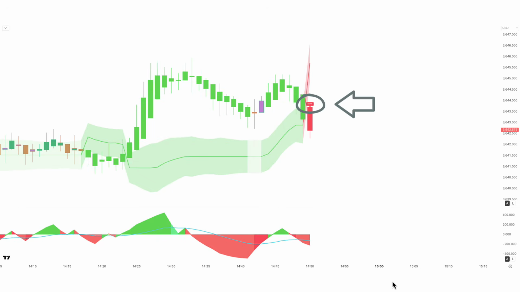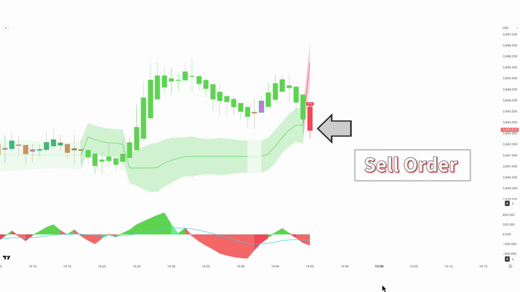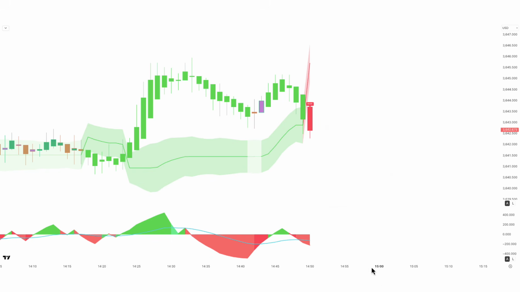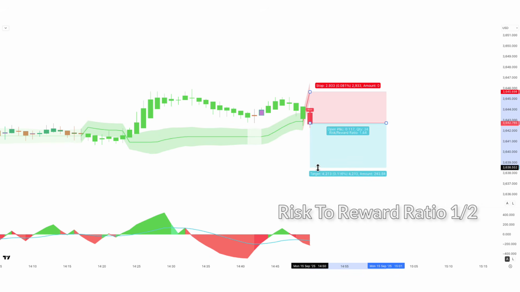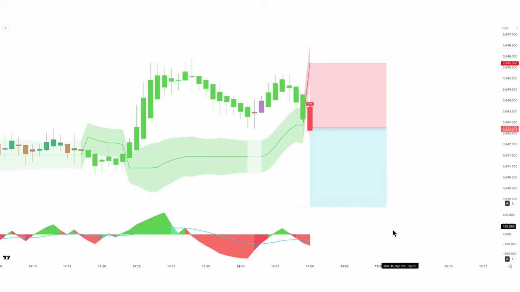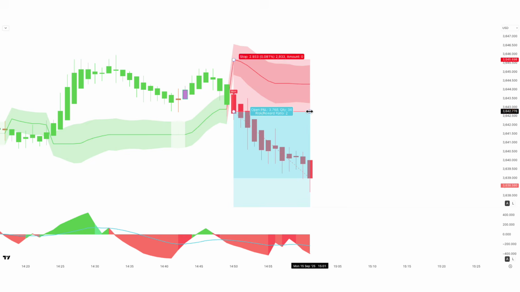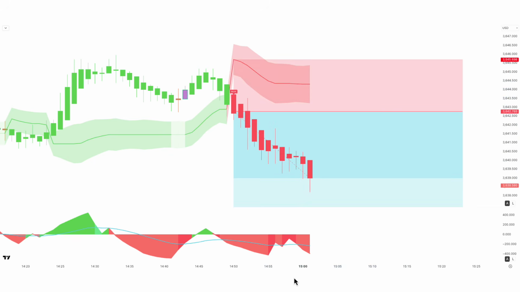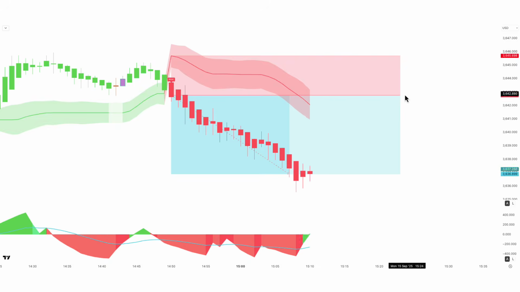When the SMA MAD trend arrow of this indicator is a sell signal, when the Klinger safety zones show a red area, and when the market forms a bearish candle, if this condition is fulfilled, then we will place a sell order. Our stop loss is to be placed at the red line, and the risk to reward ratio will be 1:2. The market has completely hit the target.